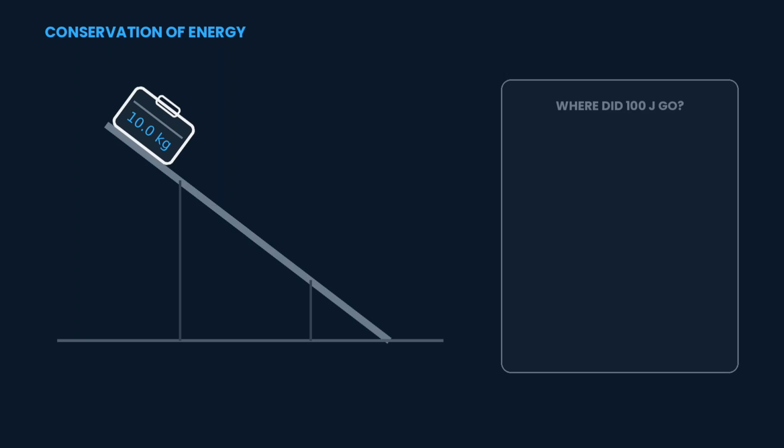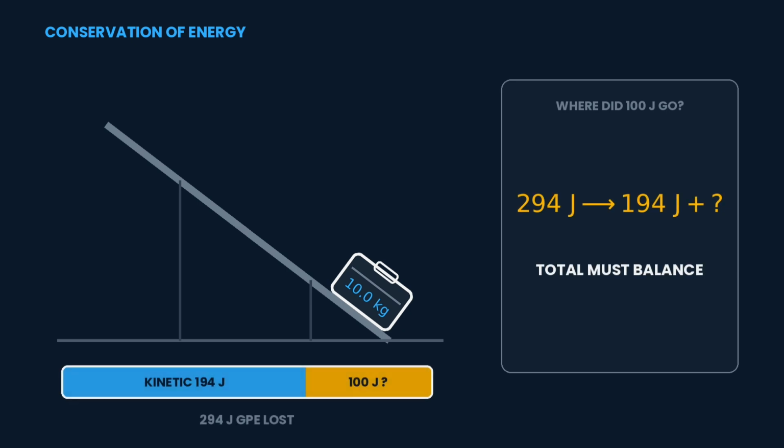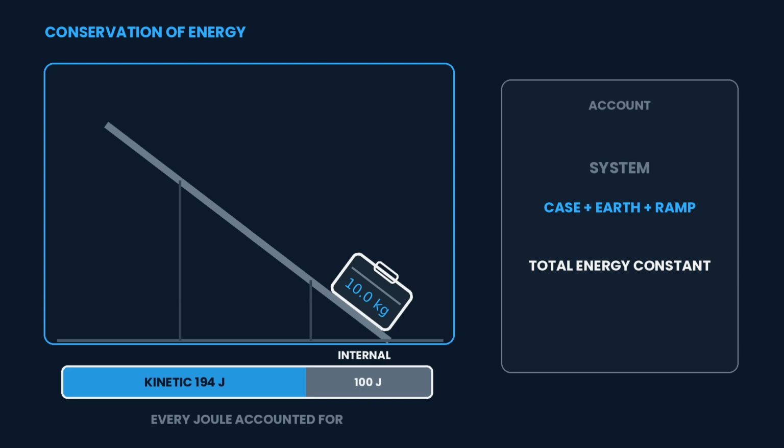This 10.0 kilogram case starts from rest and slides down the ramp. It loses about 294 joules of gravitational potential energy, but reaches the bottom with only about 194 joules of kinetic energy. Has 100 joules just disappeared? No, energy cannot be created or destroyed. For a system with no energy transferred across its boundary, total energy remains constant, although it can move between stores.